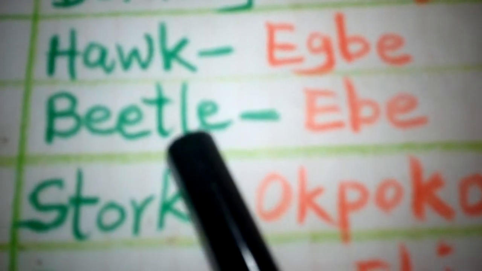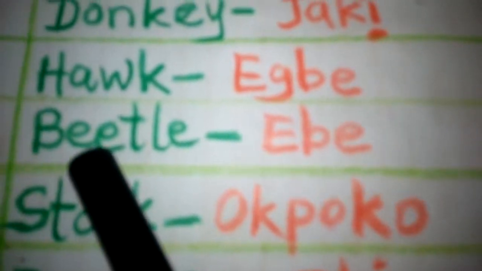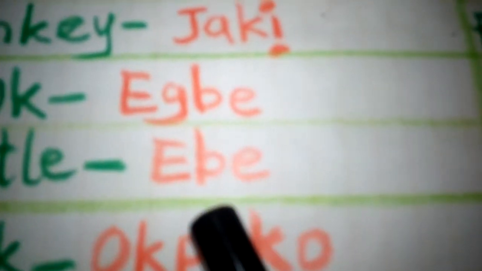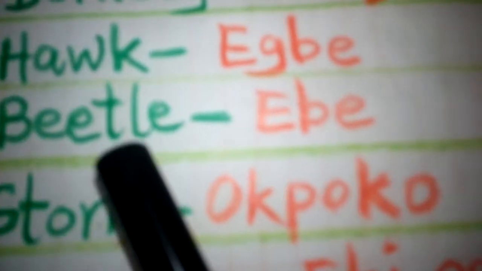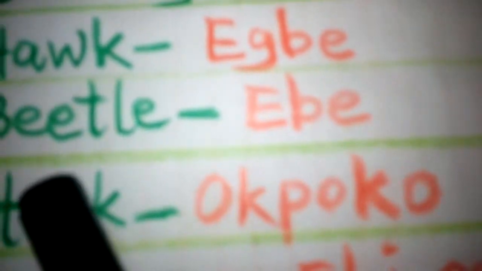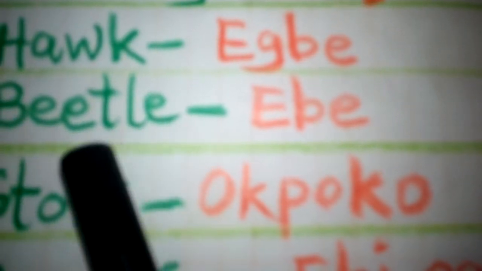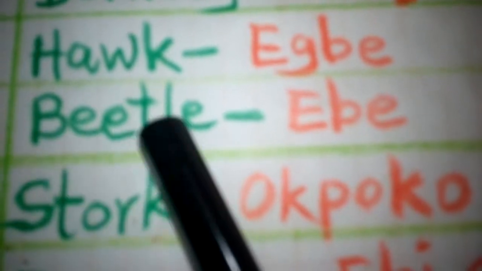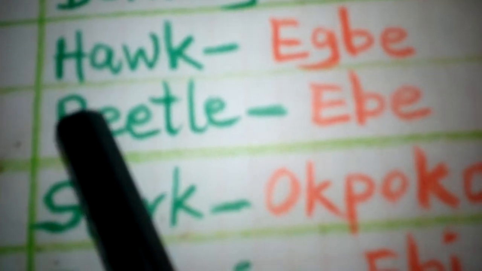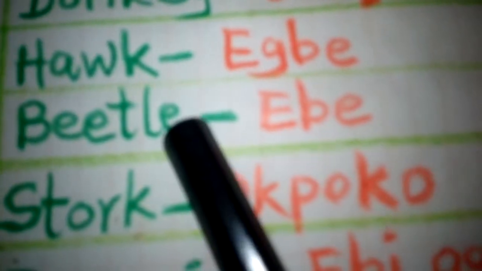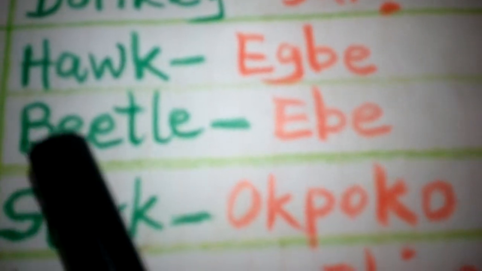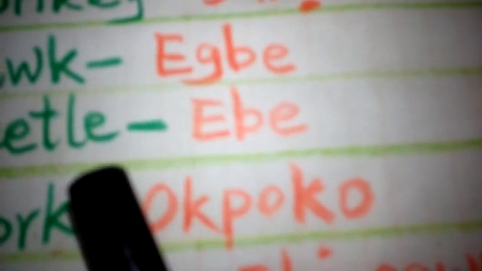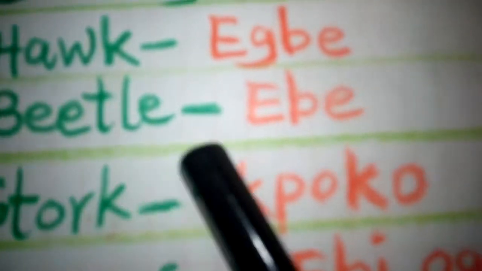Beetle, beetle. Ebe, ebe, ebe na ataji. That's a beetle that eats yam. When you bring out some yam, you see that something ate it, one part or maybe by the side or stuff like that. It is this beetle that eats the yam, ebe. So we call people that eat too much yam, ebe. Ebe na ataji, that's a beetle that eats yam, if you eat yam too much, okay?